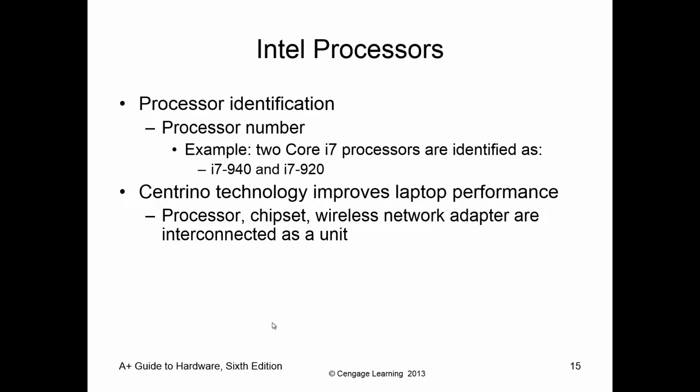Processor identification. Currently for Intel, it is working on the processor numbers, like an i7-920 or 940. All that really means is i7 or i5 hyphen the generation. Now, we just focus mainly on the i7s, i5s.